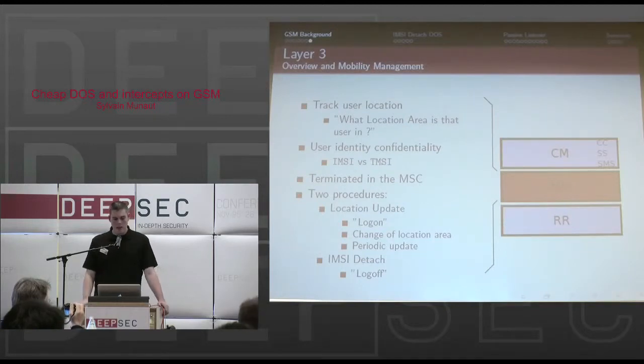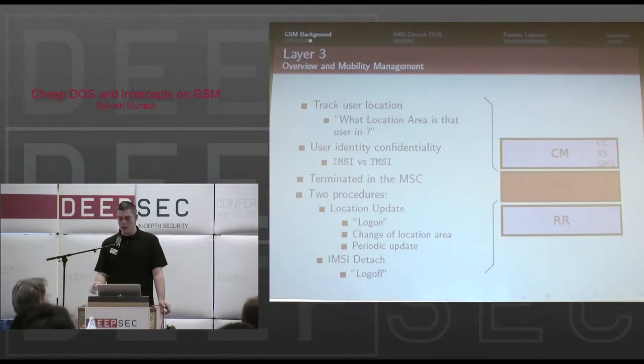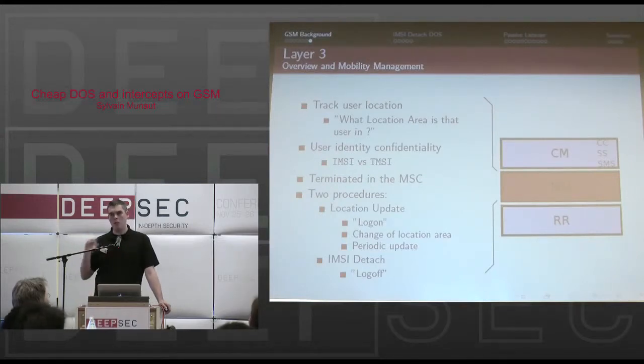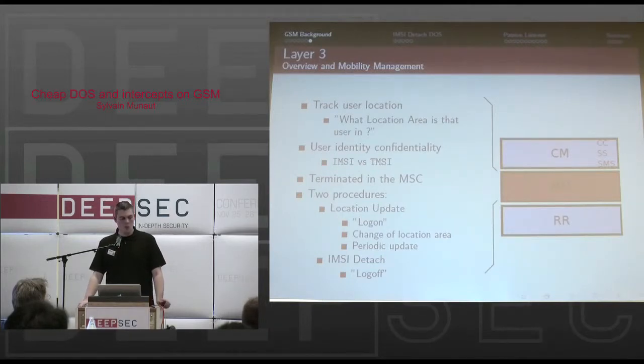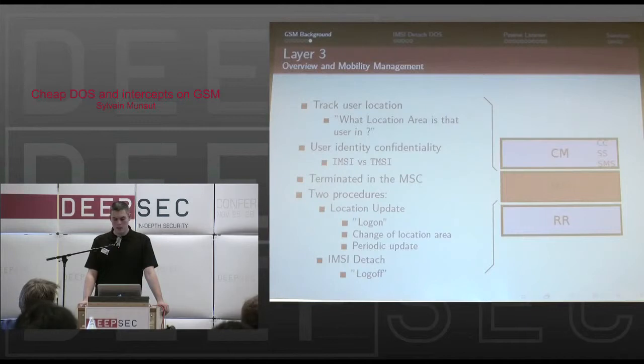Up to layer 3 now, we'll skip layer 2. It's subdivided again, and the lowest layer, called Radio Resource Management, RR, basically establishes point-to-point connections. What we really want to know is the upper layer, called MM, for mobility management. This is what we will exploit in the IMSI detach trick, and its main function is basically to track the user. It tries to answer one simple question: I want to contact this user, what location area is that user in? It also ensures user confidentiality, things like that.